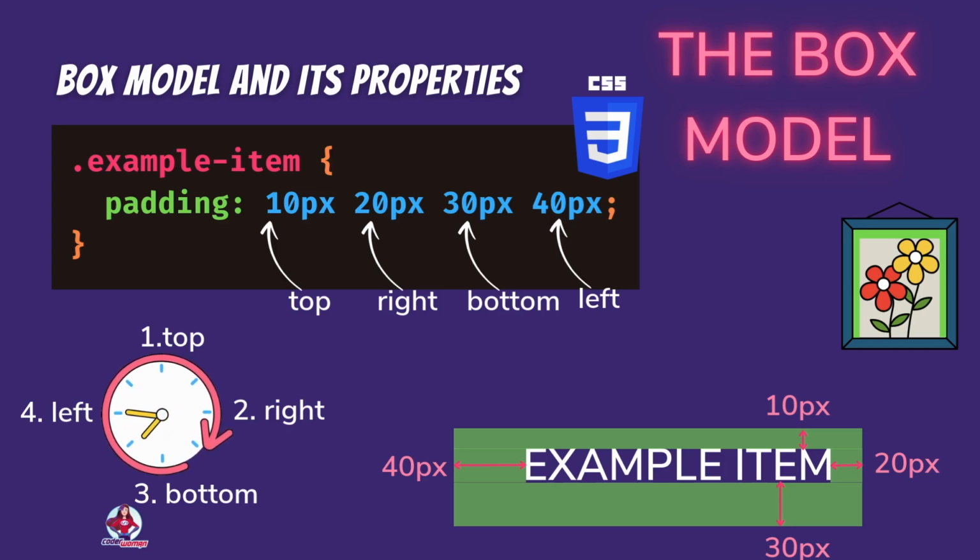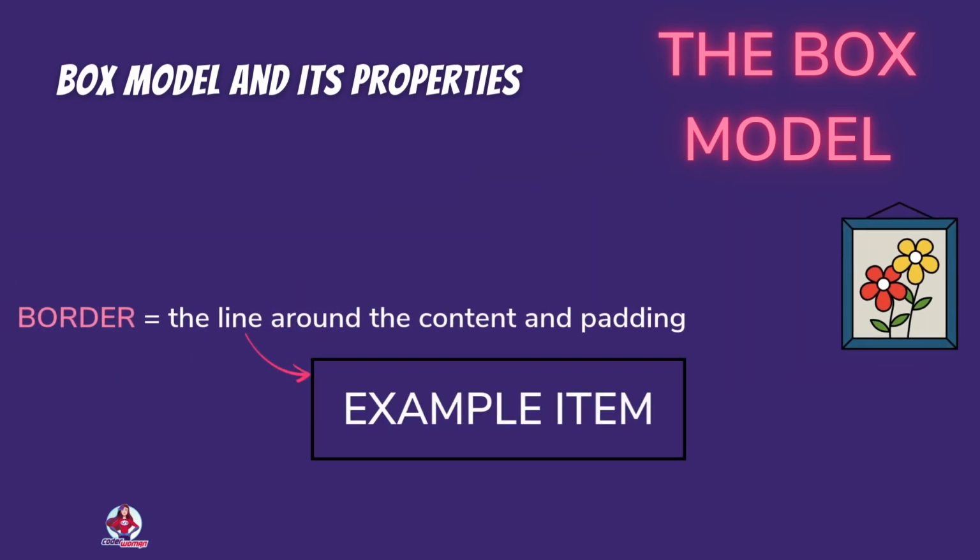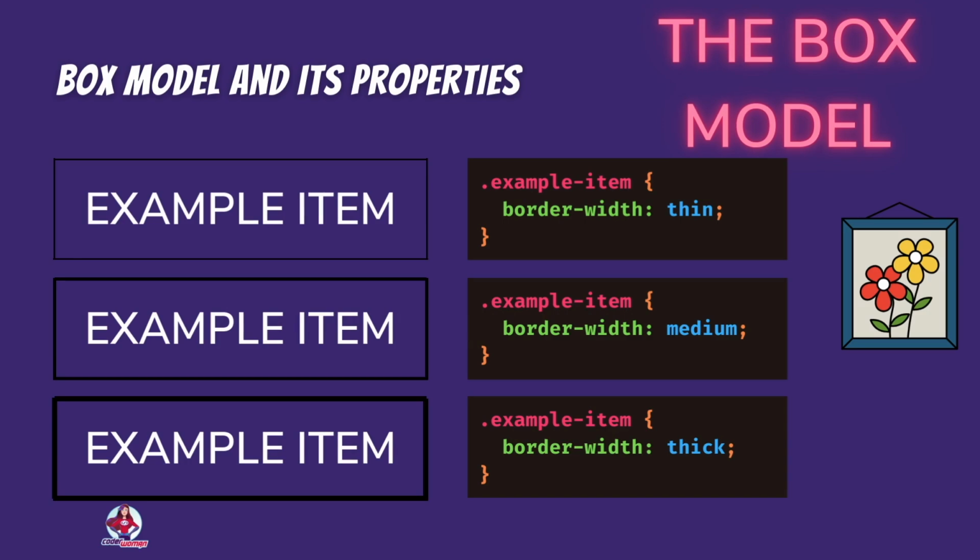The border is the line around the content and padding. You can change its size, look, and color to fit your design. The border is like a picture frame that holds everything together. You can specify the border size using a length value in pixels, ems, rems, or other units. You can also use the keywords thin, medium, and thick to specify the width of the border.